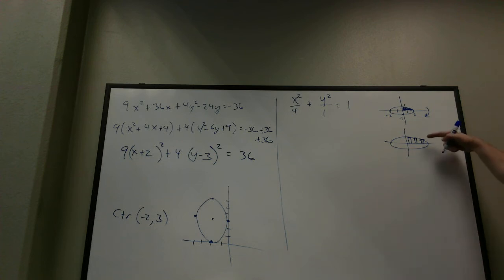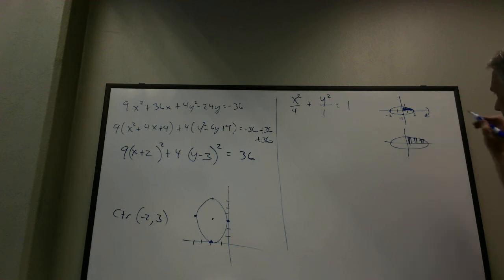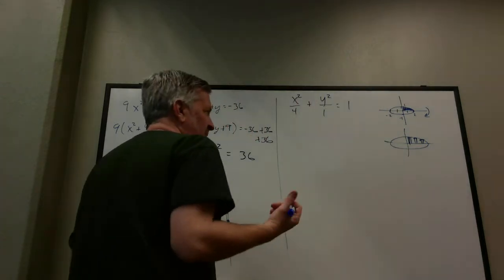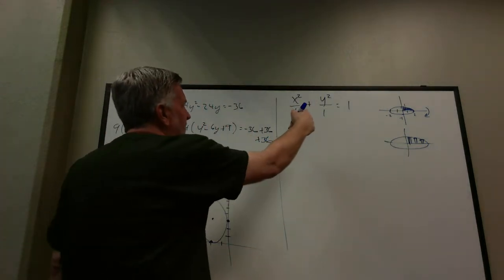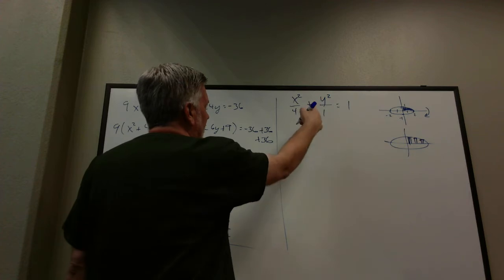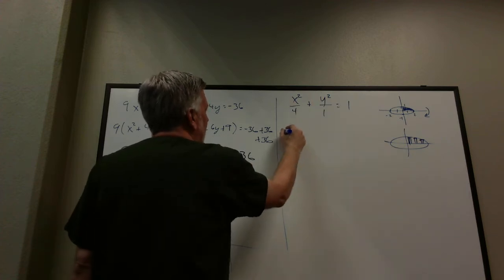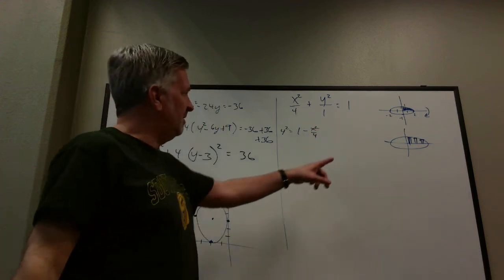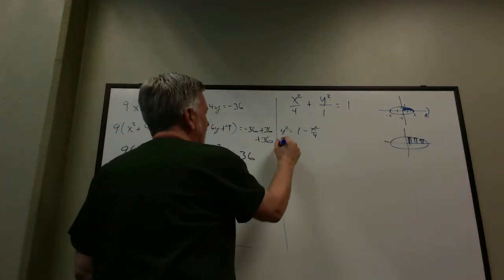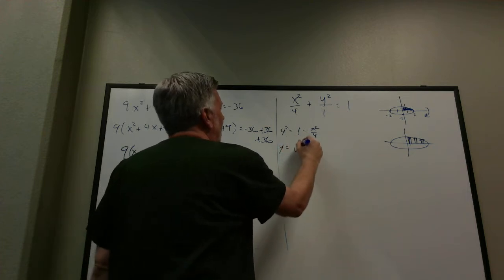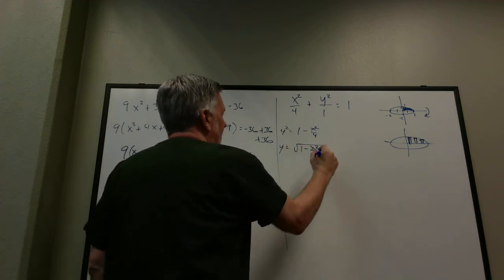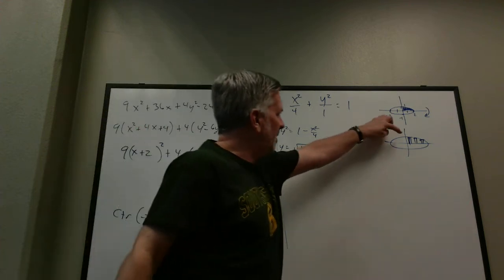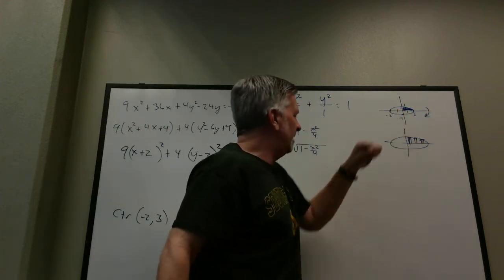And remember with disk method, the volume was pi times the radius squared, where the radius is the height of the rectangle. Pi times the radius squared, okay? And you have to integrate. So now if we solve for y, you don't really have to solve for y. I'm looking ahead at it, but if I subtract the x squared, notice you get y squared is 1 minus x squared over 4. And so for the region I'm using here, I'm going to go ahead and solve for y. Y is the positive square root of 1 minus x squared over 4, right? Because I'm up here, so the y is positive.